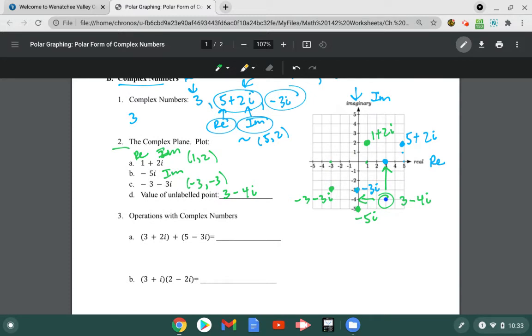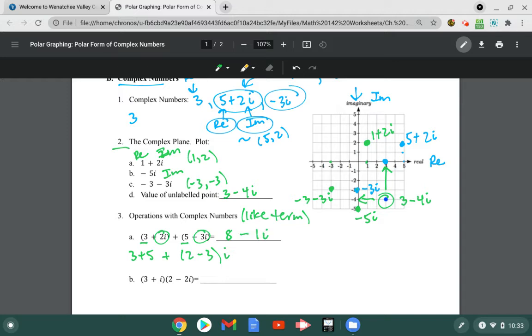As we're working with the complex numbers, we can think of these really as like terms. So the real parts get added and the imaginary parts get added together. So we add the 3 plus the 5, and we add the 2 and the -3, both in front of the i's. It's really like just combining like terms. So I can combine my like terms. 3 plus 5 is 8. And as I combine the imaginary like terms, 2 minus 3 is -1.